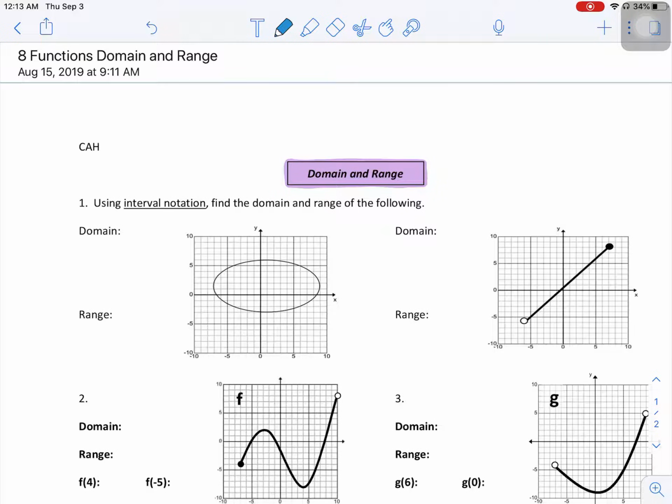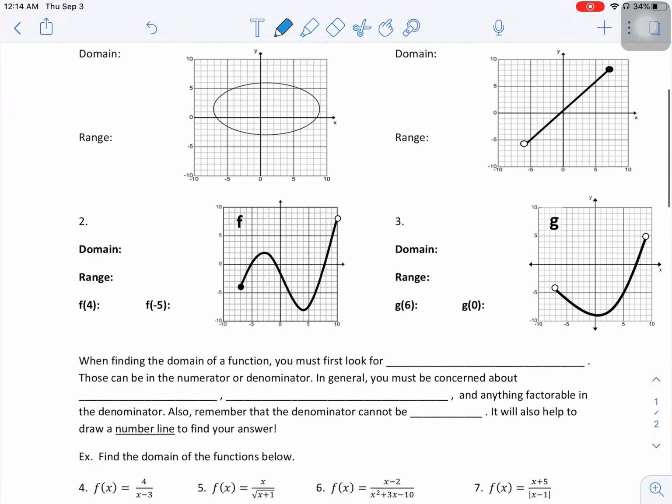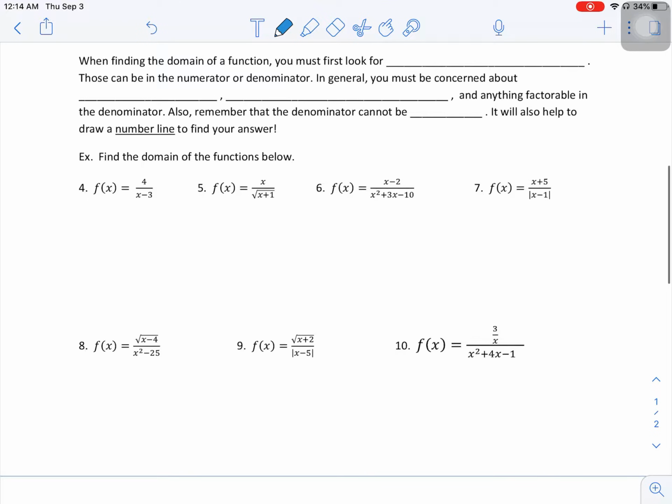In the last video on domain and range, I looked at domain and range in terms of a graph, so looking at the possible x values and possible y values across a visual representation of the function. What I'm going to focus on for this video is how to find domain when you are just given a function, just given an equation.